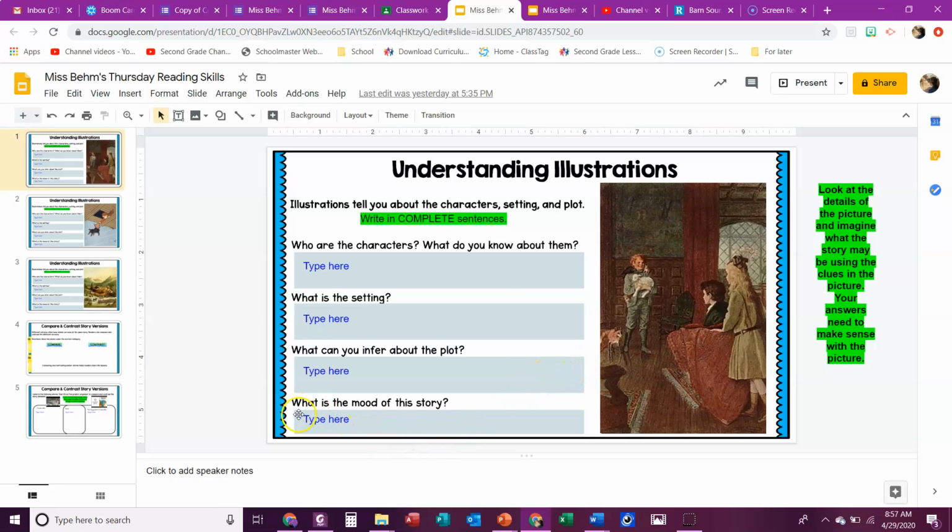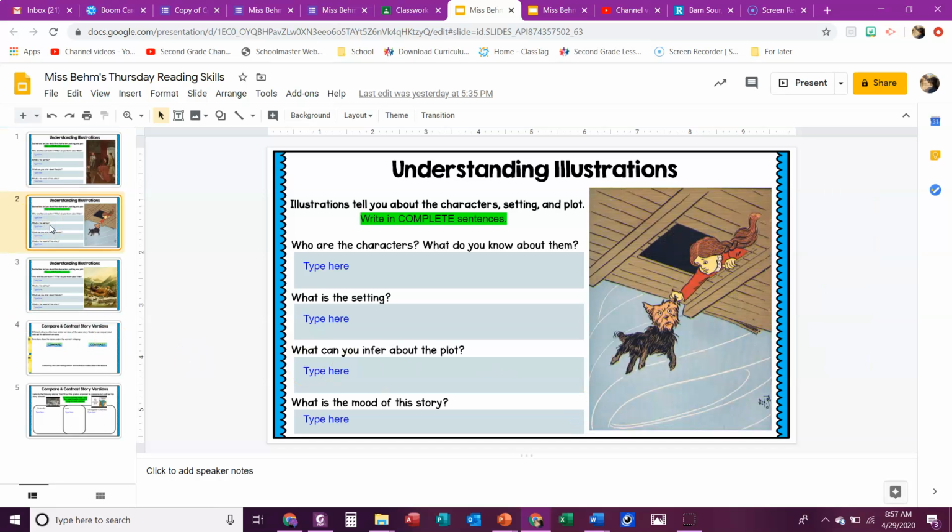And then the last part for this one is, what is the mood of this story? So think about mood. You can be in a good mood, a bad mood. You could be grumpy, right? So what is the mood of this story? What do you think? Look at their faces, okay? Think about what their mood is.